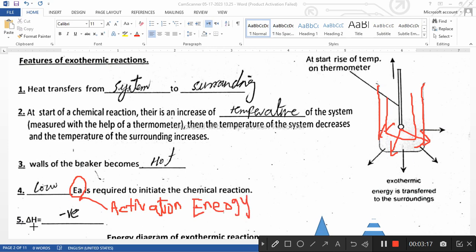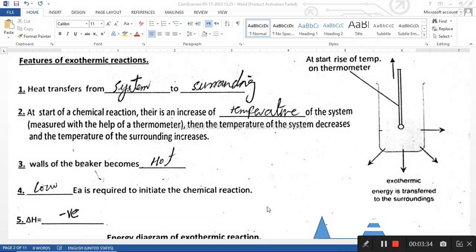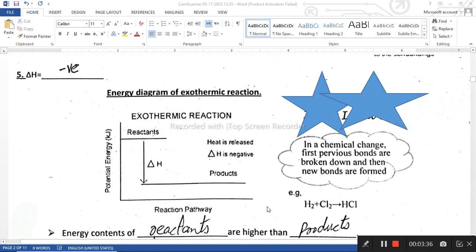Okay, next point is, which is very important. Delta H. What is delta H? Delta H means enthalpy change. Okay, and it is always negative for exothermic reactions. Okay, so moving forward, energy profile diagram for exothermic reactions.